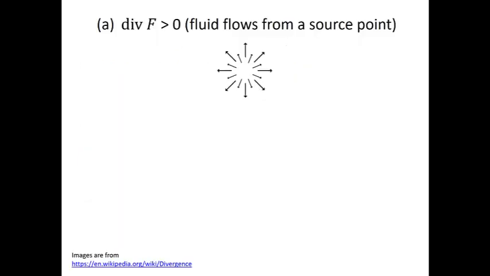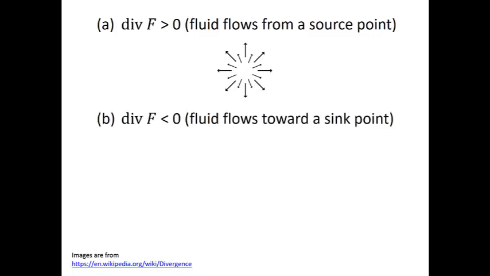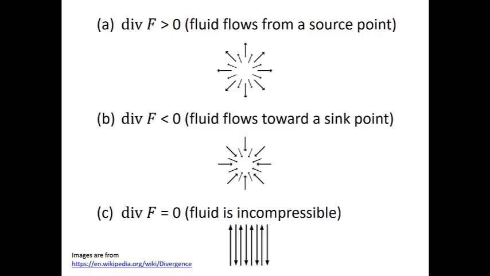So if the divergence is positive, that would tell us that fluid is flowing from a source point, as you see in the picture here. If the divergence is negative, that would tell us that the fluid is flowing toward a sink point. And when the divergence is 0, we would say that the fluid is incompressible. Okay, so this is our brief introduction to the definitions of curl and divergence.